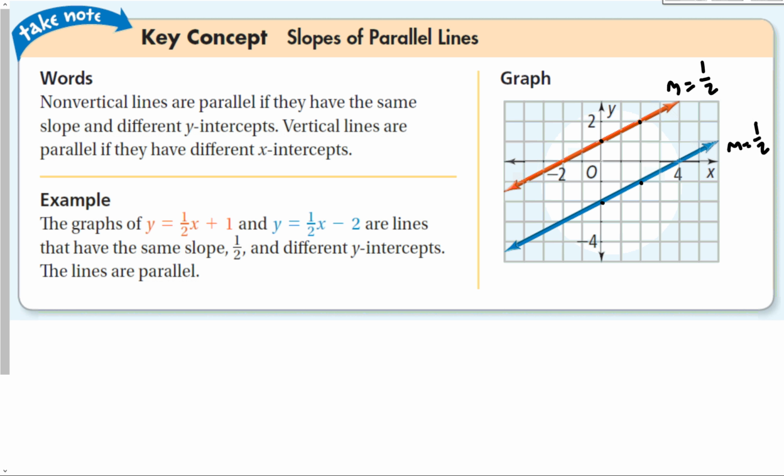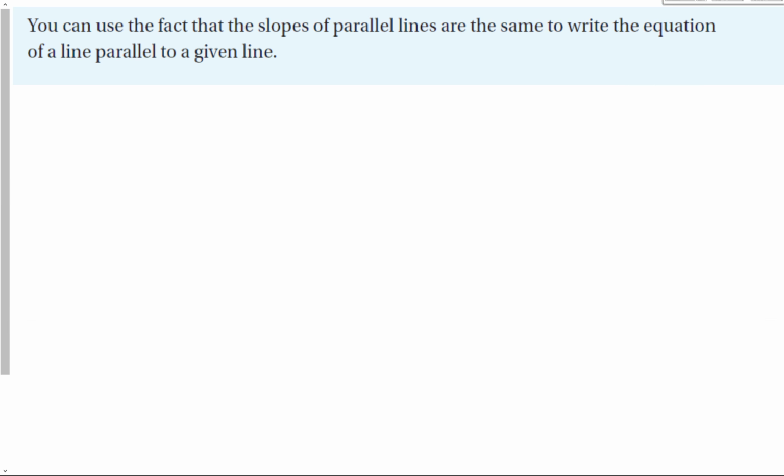So because they're rising at the same rate as they're going right, both of these lines, the red one's going to keep going up and right, the blue one's going to keep going up and right. They are never going to cross because they have the same slope. Okay? But they have different intercepts. This intercept is 1, this intercept is -2. Okay, so the graphs in red, 1/2 x plus 1 and 1/2 x minus 2 are lines that have the same slope, 1/2, and different y-intercepts. Those two lines are parallel.